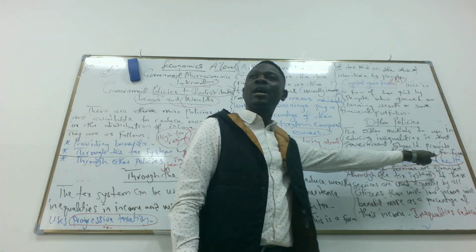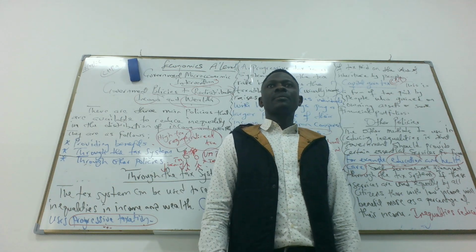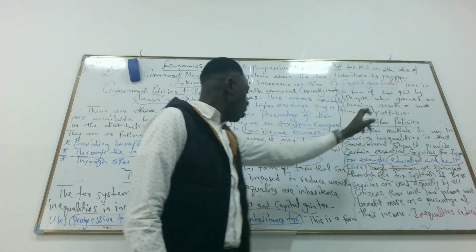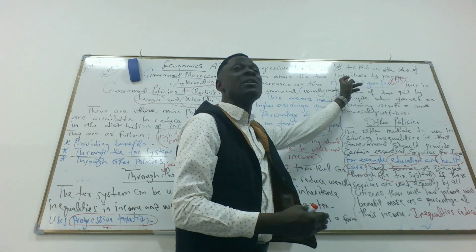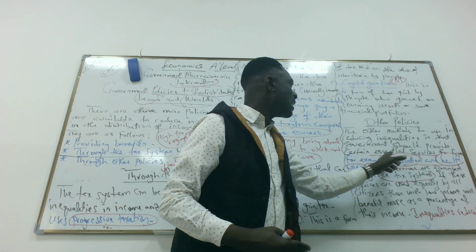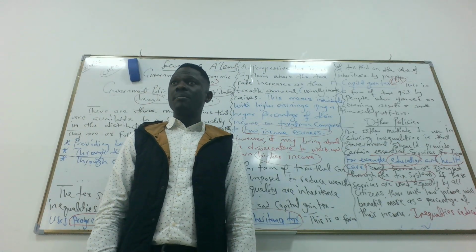Because education and healthcare are financed through progressive taxation, or capital gain tax, or inheritance tax. So these forms of tax are taxes from the rich, which government would use to provide essential services for free. Is it clear? Any question?